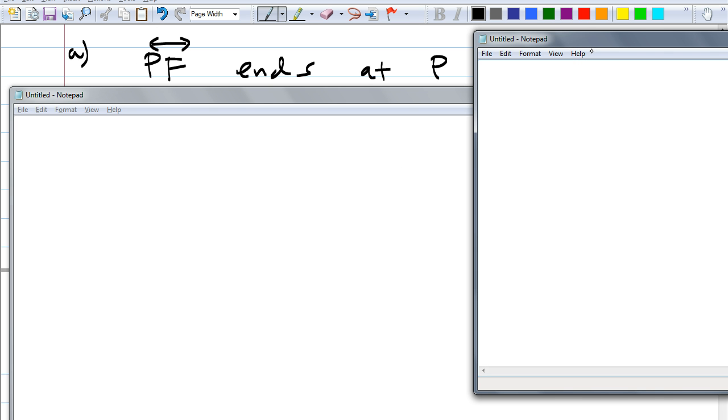So let's do true and false. So I want you to write this down. Write down T for true, F for false. Don't say it out loud. I want you to put your thumb up when you're done writing and figure out whether it's true or false. Thumb down if you think it's false, okay? Thumb up for true, thumb down for false. So it says line PF ends at point P.